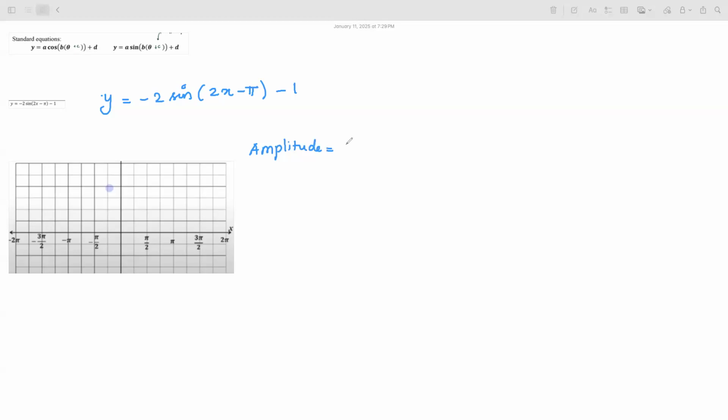-2? It's always the absolute value, 2. But see, the minus indicates the reflection. You have to remember the reflection. It is a reflection on the x-axis. See, the minus is applied to the value of y. If the y value negates, it's a reflection on the x-axis. Okay, amplitude 2. And then what is the midline?